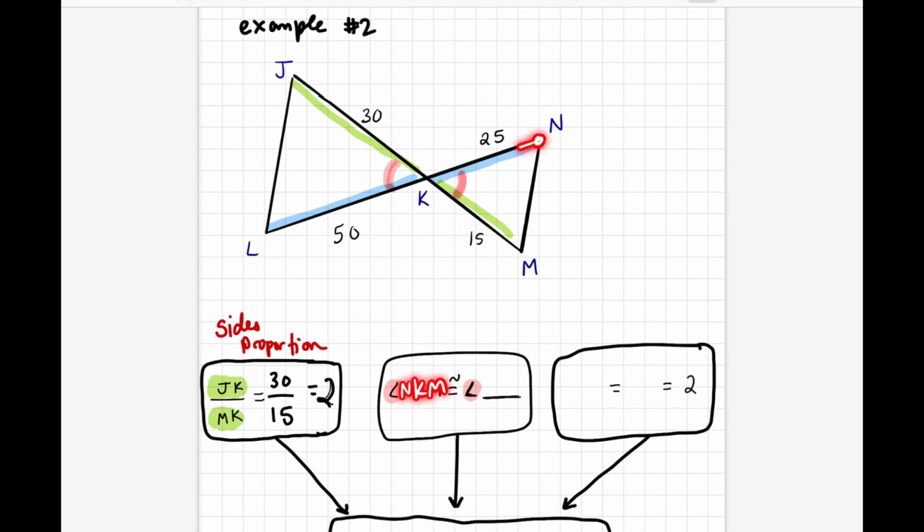So angle NKM, start at N, go to K, then go to M. That gives us this angle right here. And we want to get the same angle on the other side. So what does N go with? N goes with L. That is corresponding to L. So I'm going to write L. See how they're both on that blue line? They're in the same position, so they're corresponding. So we go L, NKM is congruent to LKJ. You want to make sure you're writing this in the correct order.